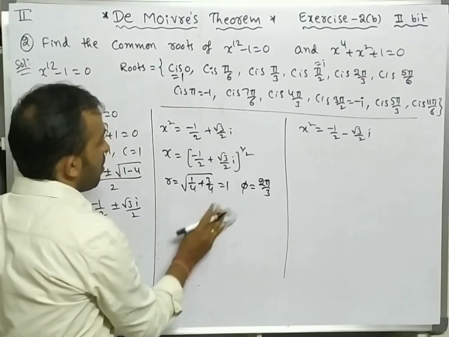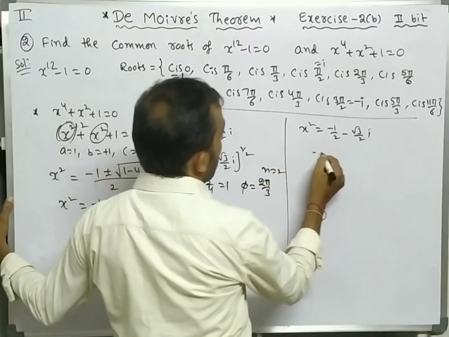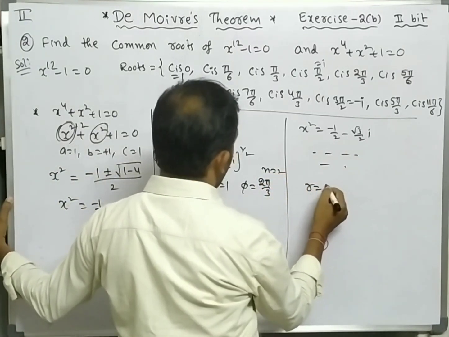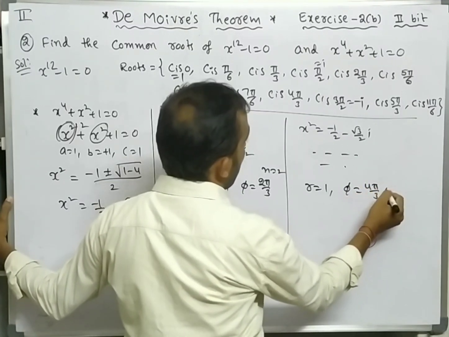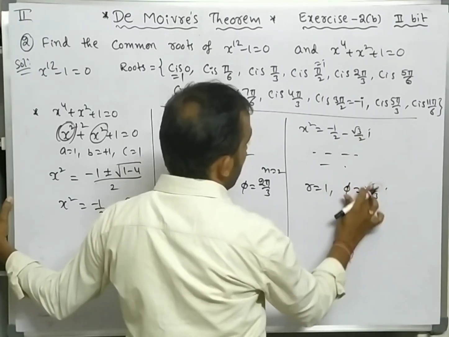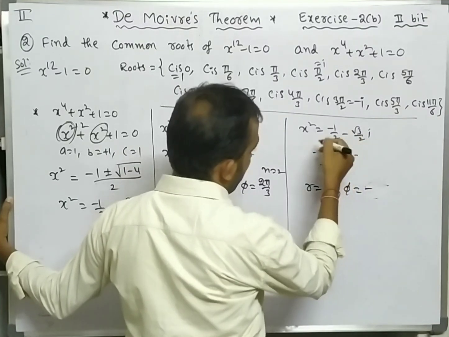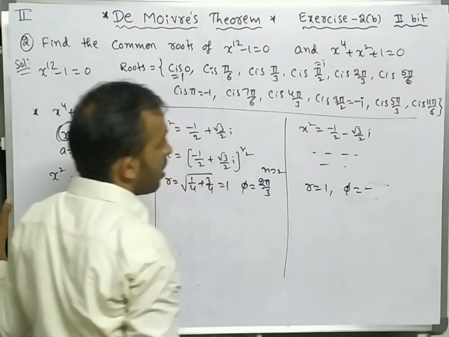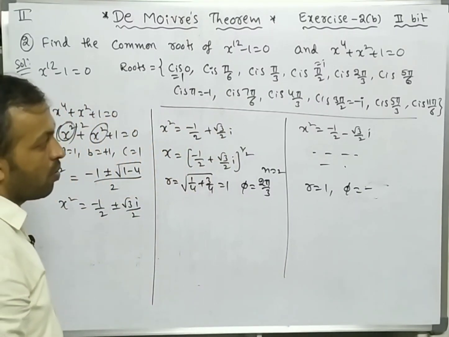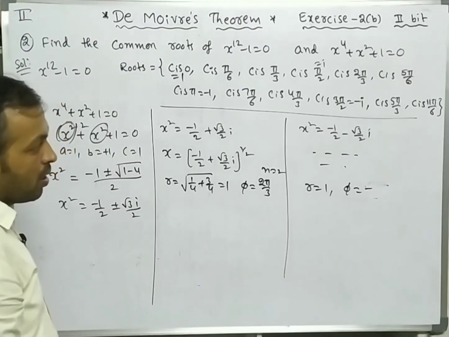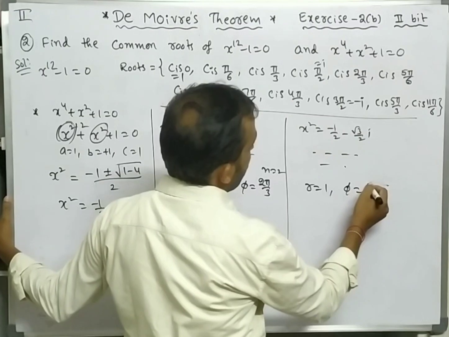Similarly we can find, and n here is 2. Similarly we can find r as 1 and theta as 4π/3, no, not 4π/3, that is minus π/3. It is in the third quadrant, right? In the third quadrant, the angle is of the form minus π plus theta, otherwise you can write it as 4π/3, no problem.